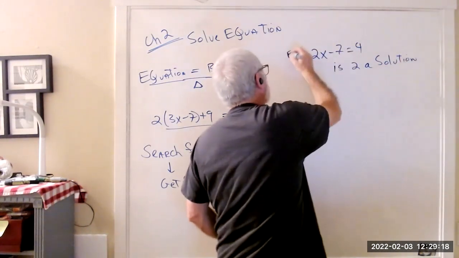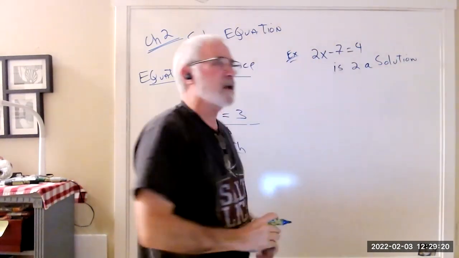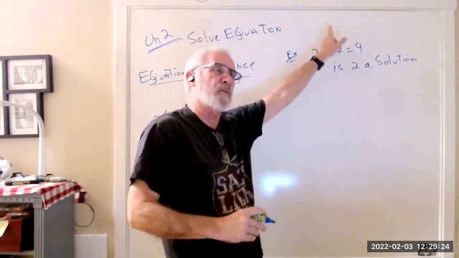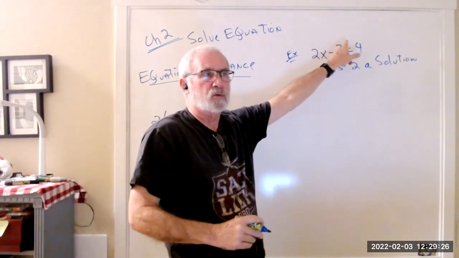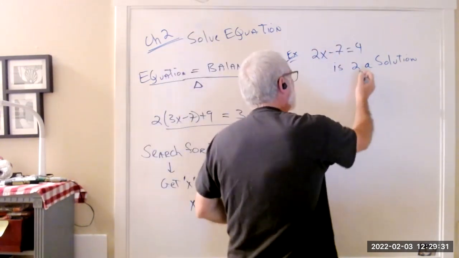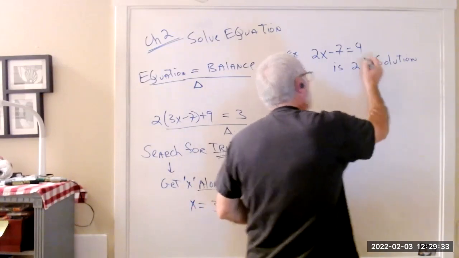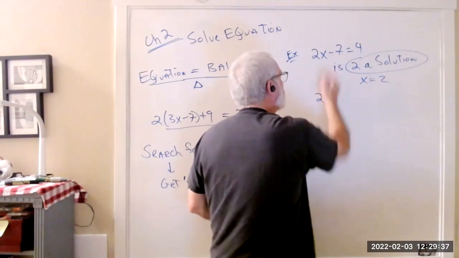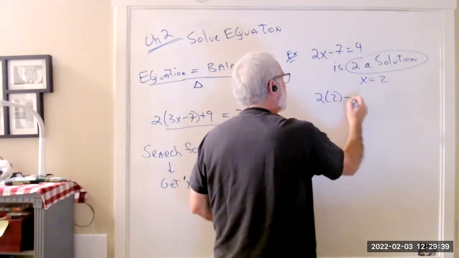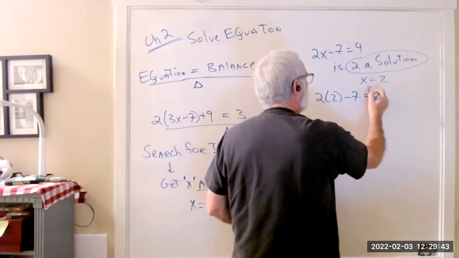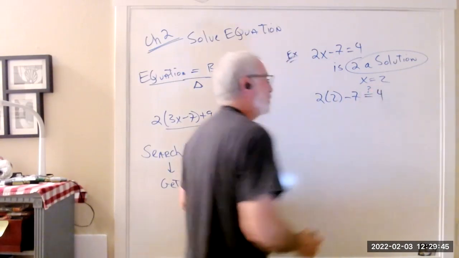Something like this. And what they're saying is, if you plug in 2, does it make this problem true? It's real simple. You just plug 2 in place of x. This implies to be a solution, that means x equals 2. So you go 2 times this, 2 minus 7. Does it equal question mark 4?